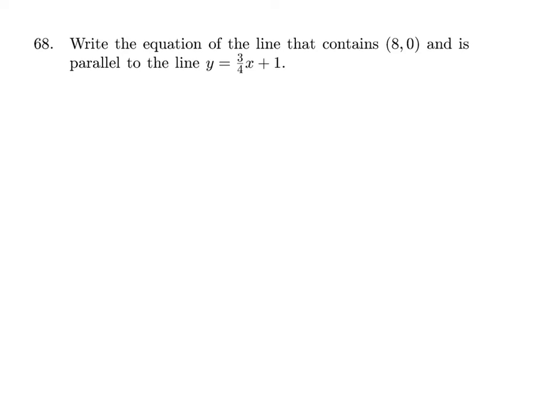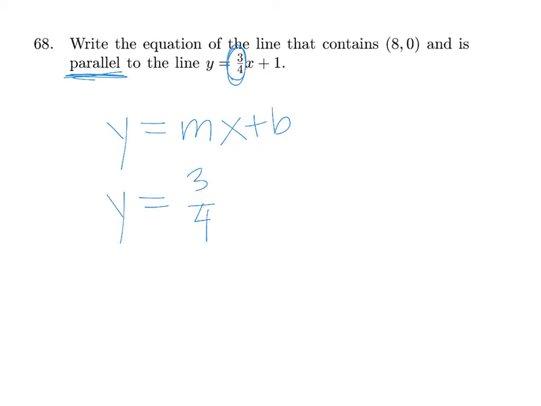Write the equation of the line that contains 8, 0, and is parallel to the line y equals 3/4 x plus 1. Here's the equation of a line. I know these lines are supposed to be parallel, so they need to have the same slope. So I have the first piece of information I need. Now I need to figure out the b. Make sure you don't use this b. That's where this point comes into play. This is my x, this is my y.